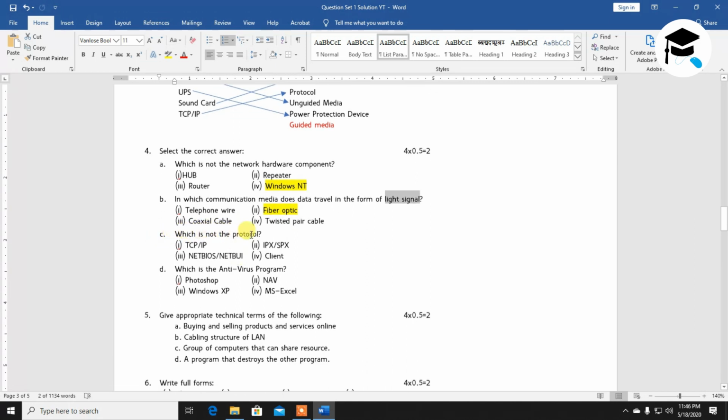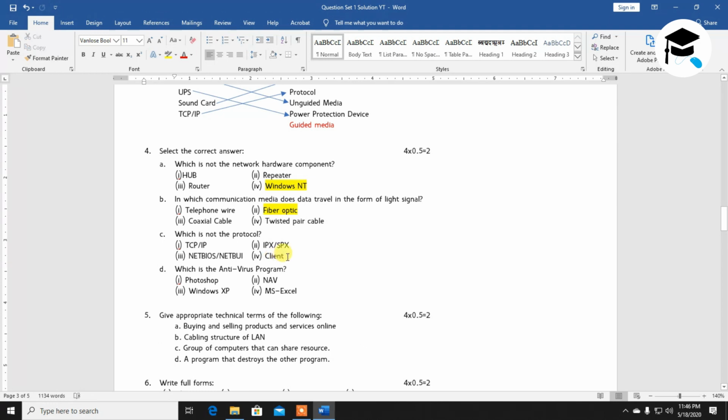Similarly, see the next one. Which one is not the protocol? TCP/IP, IPX/SPX, NetBIOS/NetBEUI, okay. And client. First, second and third options are all examples of protocol. But you are asked which is not the protocol. Obviously the fourth one is not the protocol, okay.